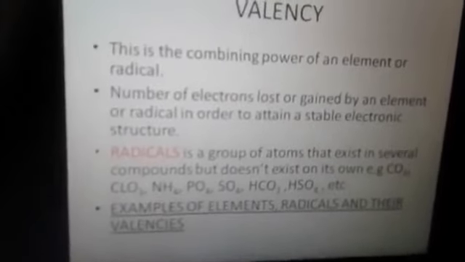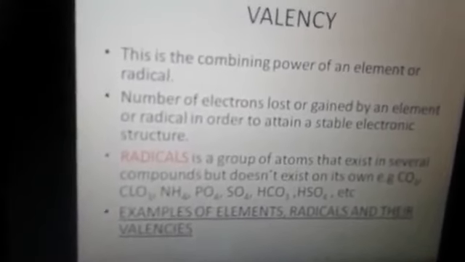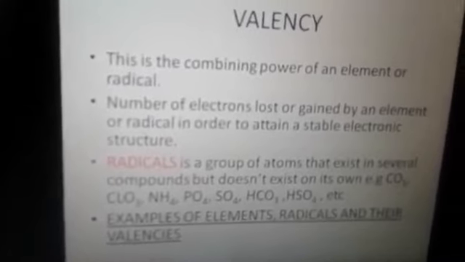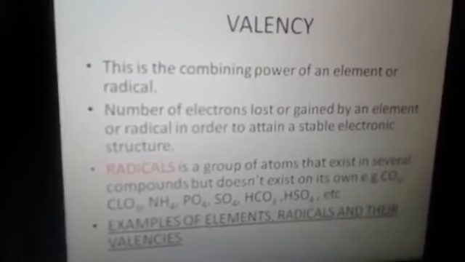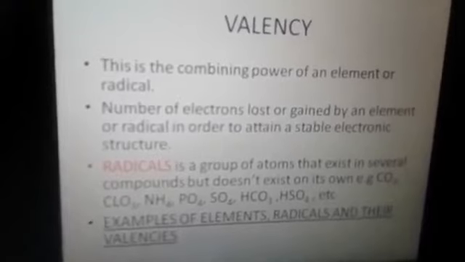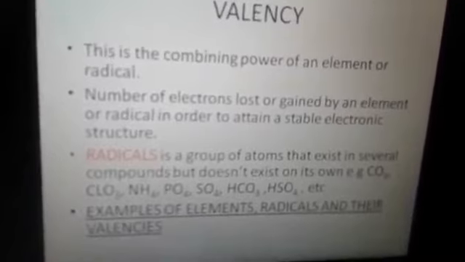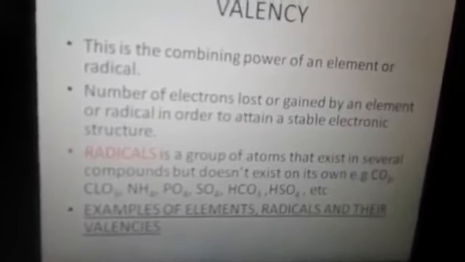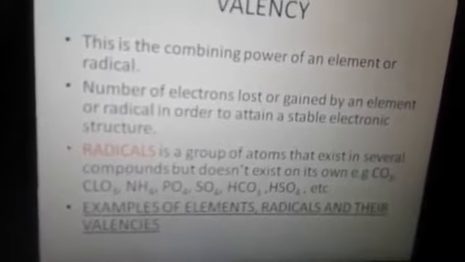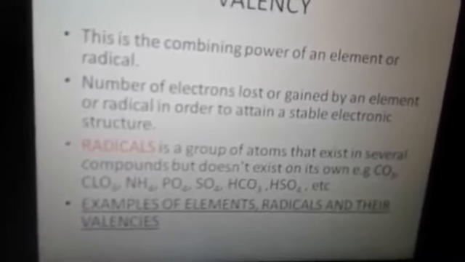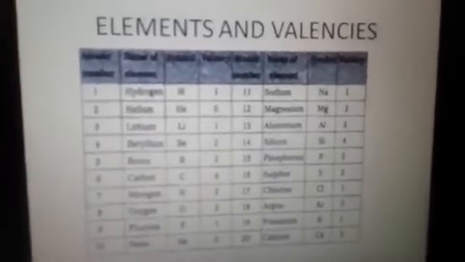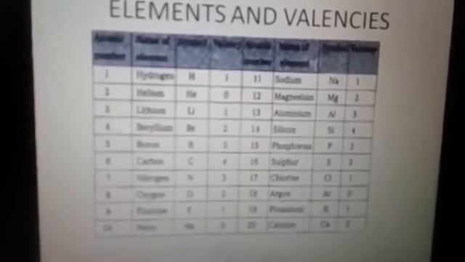A valency is the combining power of an element or a radical, or you can say the number of electrons lost or gained by an element or radical in order to attain a stable electronic structure or configuration. So the radicals, we can remind ourselves, are a group of atoms that exist in several compounds but do not exist on their own. Like, you can talk about carbonate, that's CO3, chlorate, ClO3, ammonium, you can have all that.